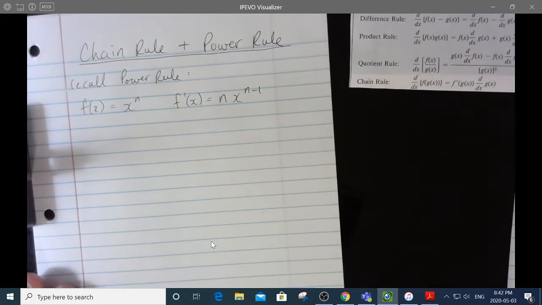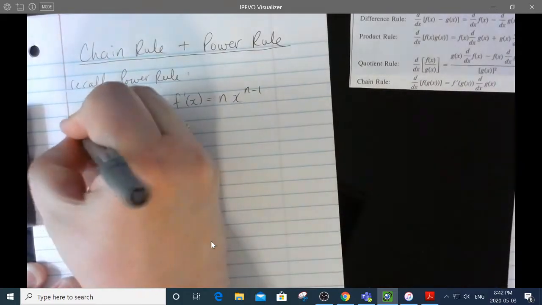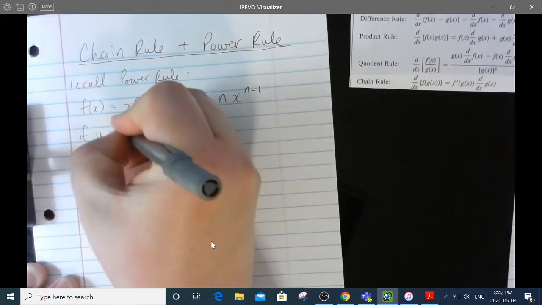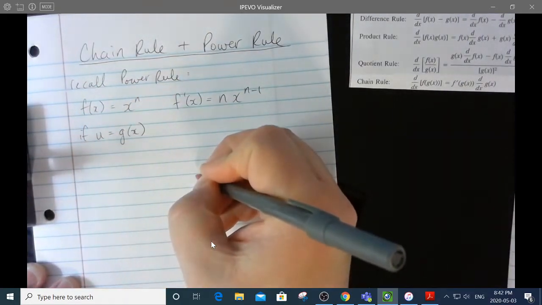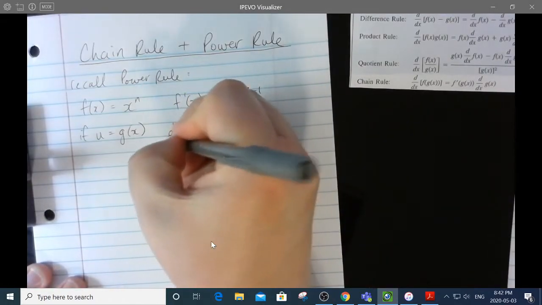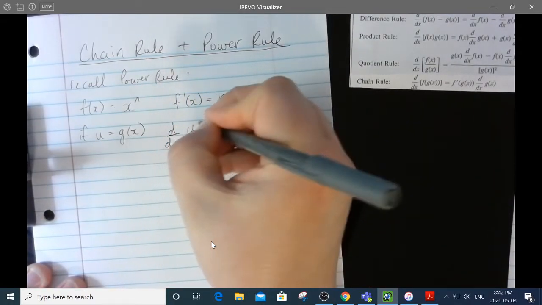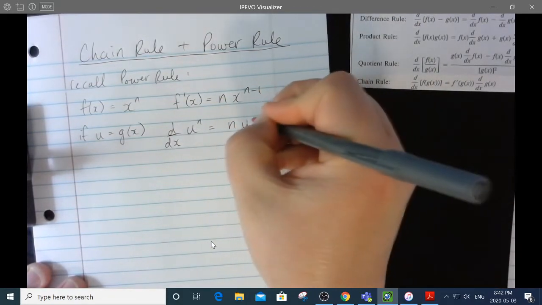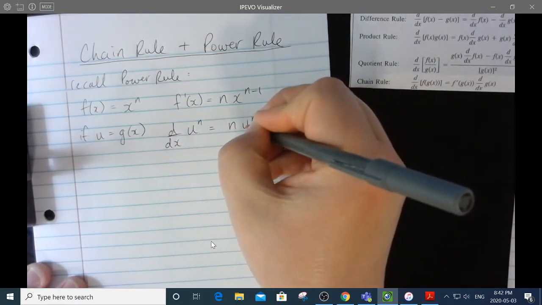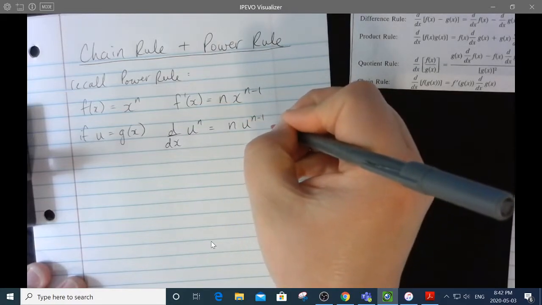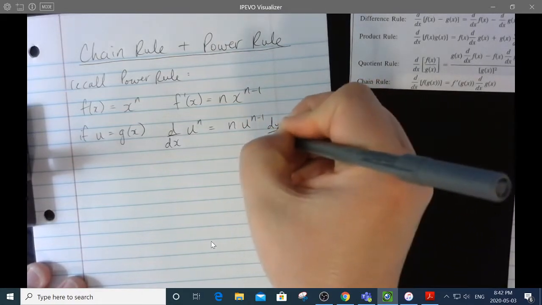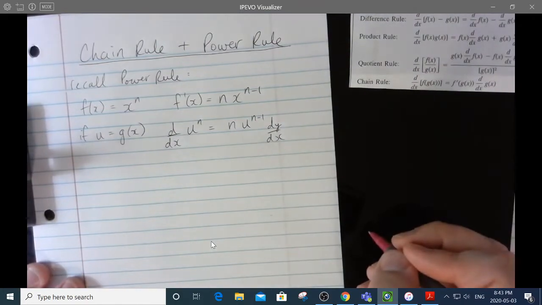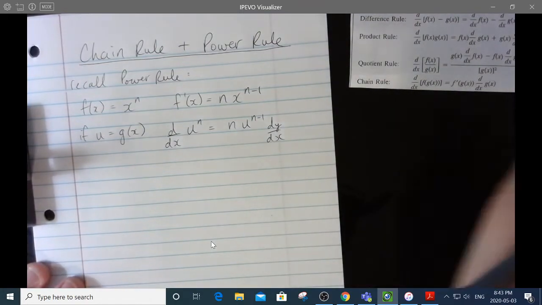Putting into more Leibniz notation, if u is equal to some function g of x, then d by dx of that u to the power of n is n times the function u to the power of n minus 1, all times by du dx. So that's the power rule.